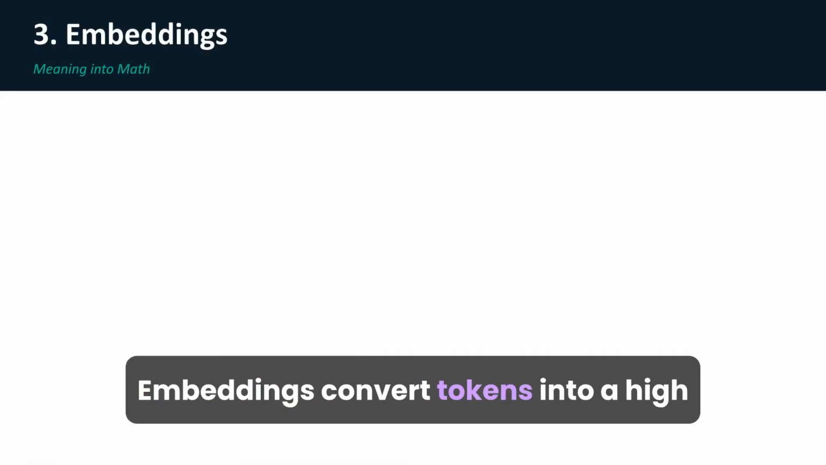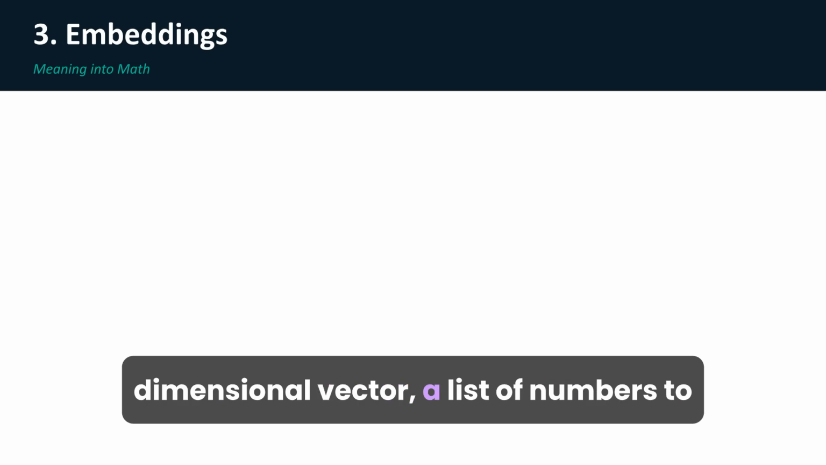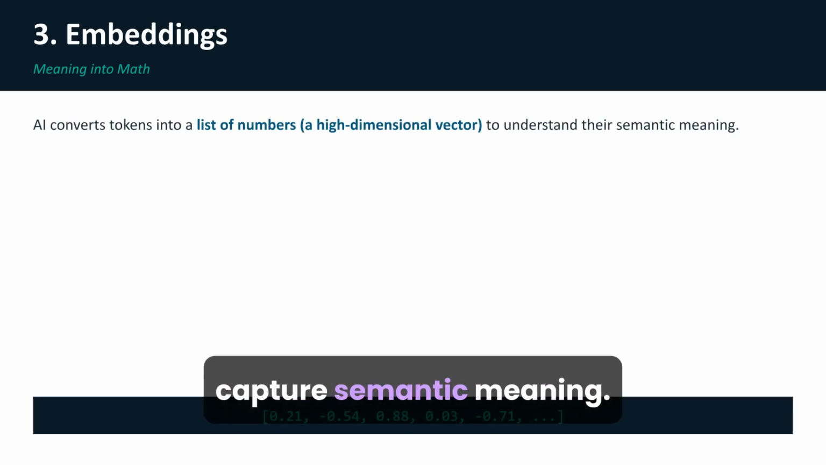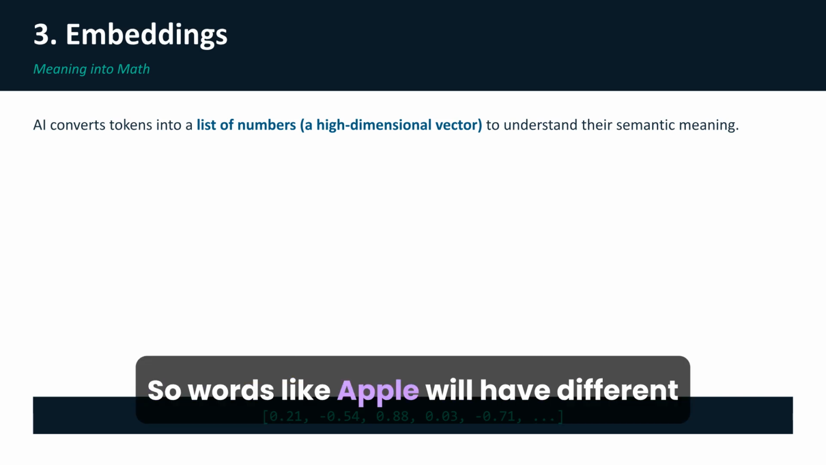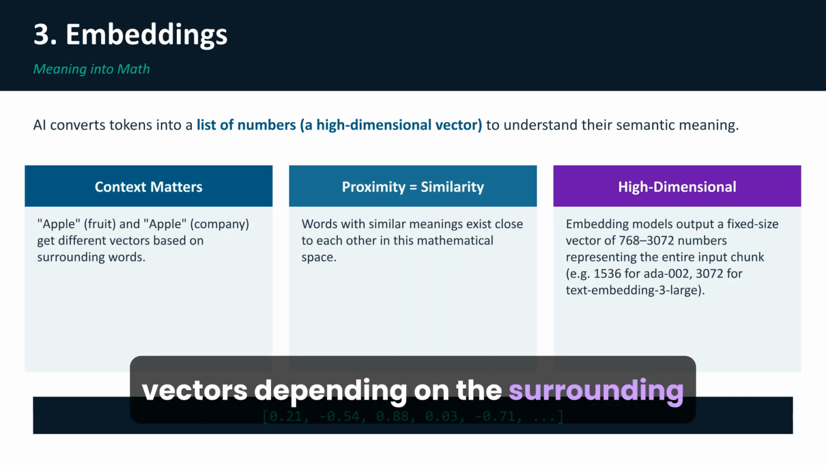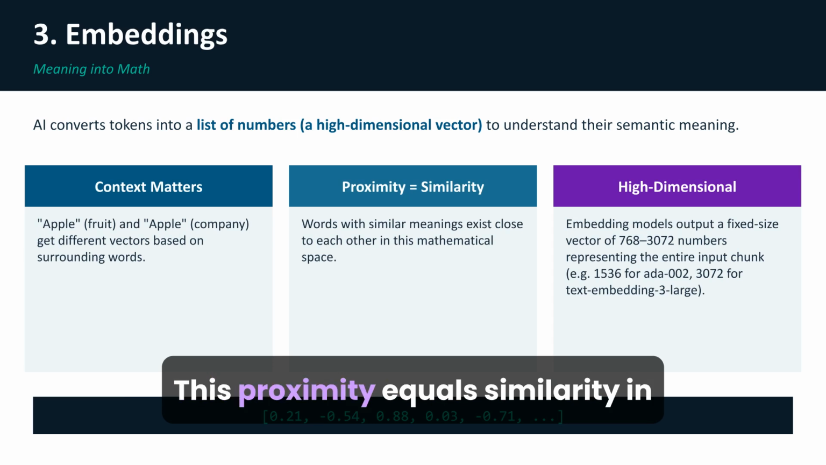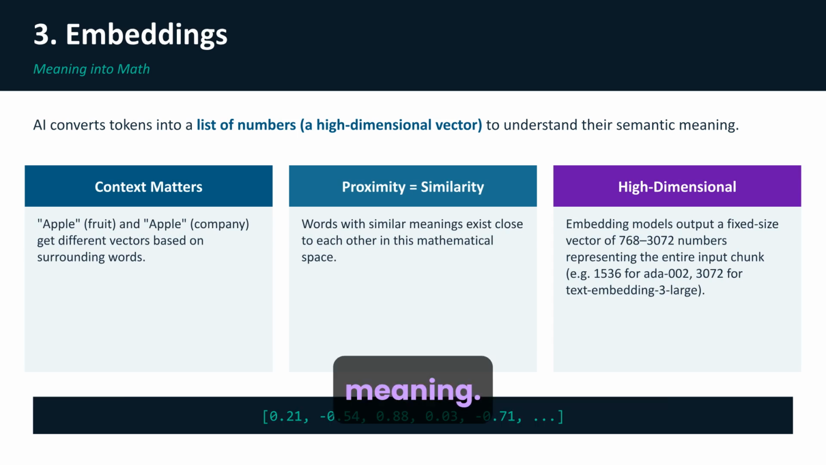Embeddings convert tokens into a high-dimensional vector, a list of numbers, to capture semantic meaning. Context matters, so words like apple will have different vectors depending on the surrounding text. This proximity equals similarity in meaning.